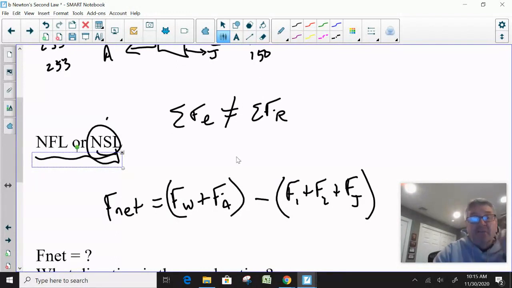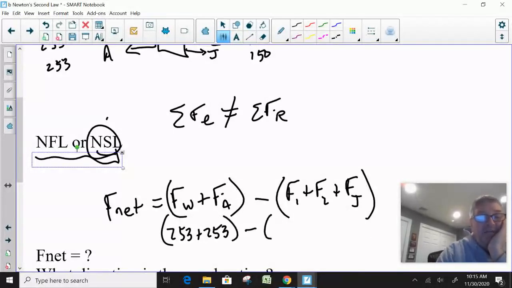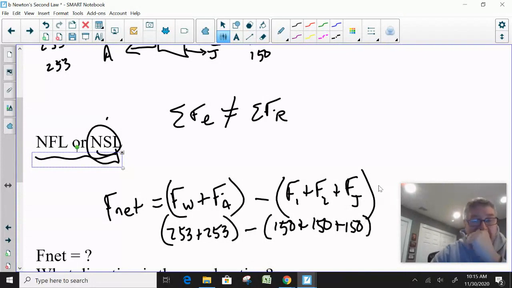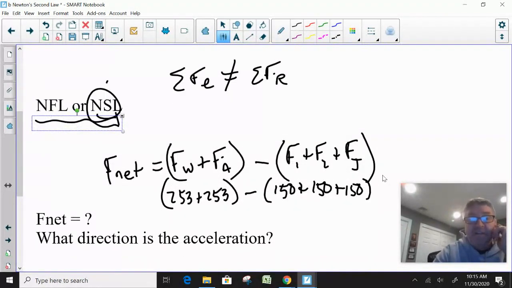And again, pick numbers you can do in your head. So it's going to be 253 plus 253 minus 150 plus 150 plus 150. I know this is a little tedious, but again, when the problems get more complicated, you'll want to see how this is done. But anyway, I add this up, and that's 506 minus 450. So now I have the net force as being 56 newtons.